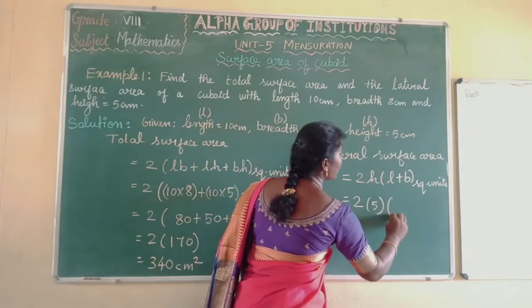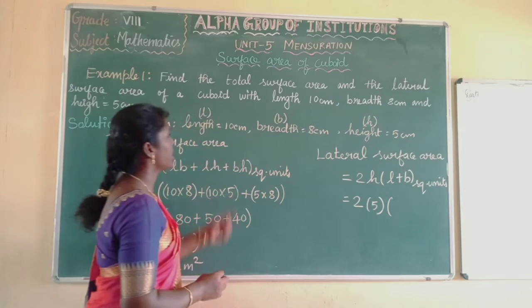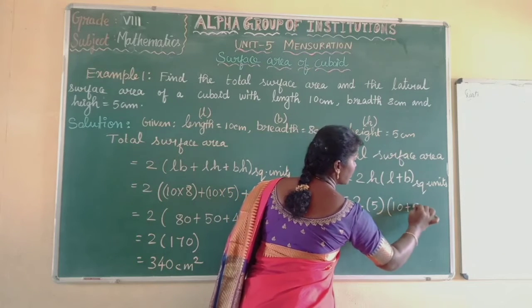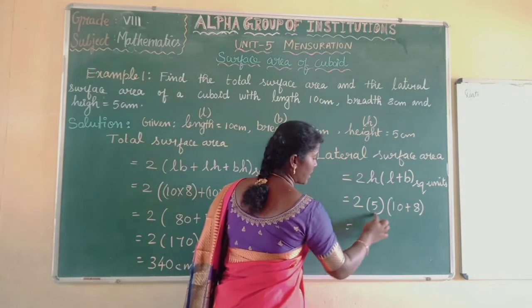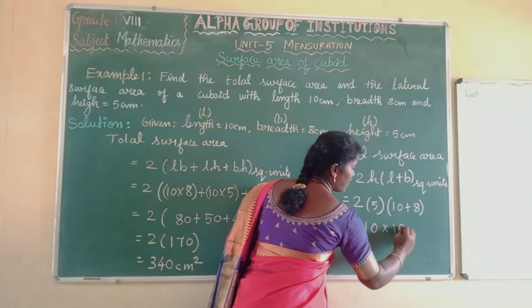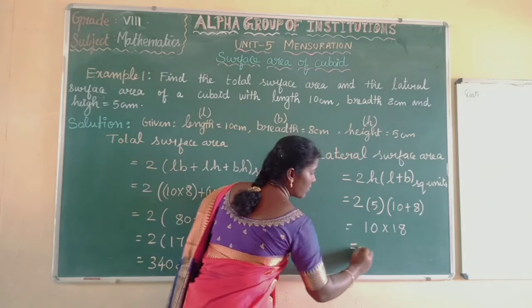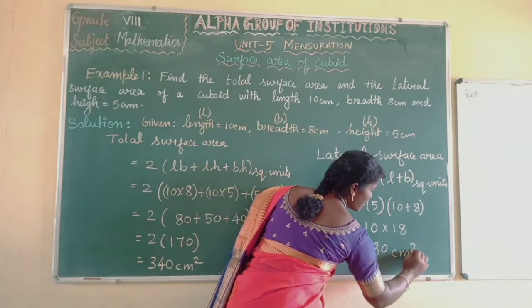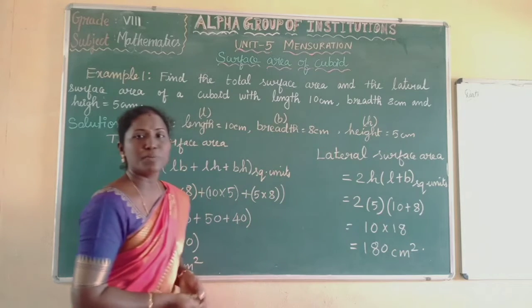Okay. Into L plus B. What is the length and breadth? The length is 10 and the breadth is 8. So 10 plus 8. First we multiply this. 2 into 5 is 10. And if we add this, we will be getting 10 plus 8 is 18. So totally we are having 180 centimeter square.